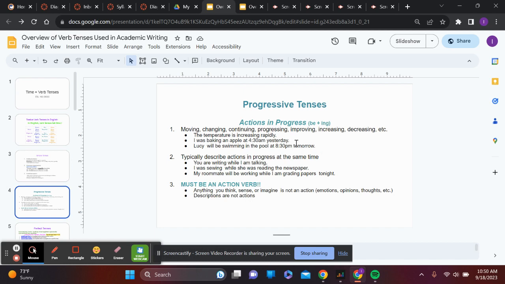They are continuous. And typically we describe actions that progress at the same time, like you are writing while I am talking, and a requirement for using the progressive tenses is it must be an action verb. For example, something you do like writing, reading, dancing, running. It cannot be an action where you think, like I think the movie Barbie was very entertaining. We cannot say, I am thinking the movie Barbie was very entertaining.